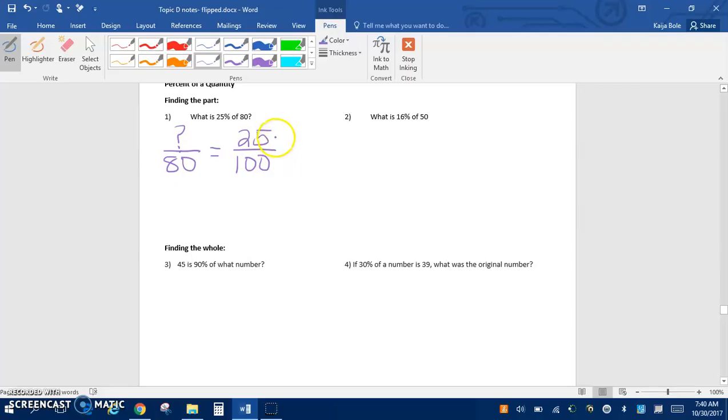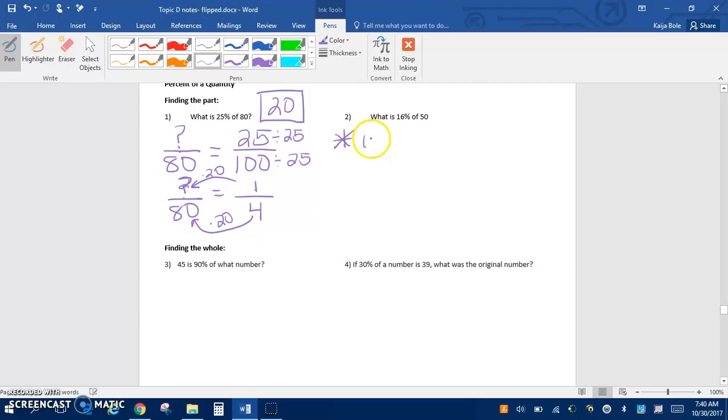So let's do some simplifying. If we divide the right-hand side both by 25, we would then end up with 1 over 4, and then the question mark over 80 still on the other side. So now to go from 4 to 80, we know we can multiply by 20. So we'll do the same thing on the top, times 20. So our answer would be 20, and I'm going to put that up at the top here. I want you to try number 2 on your own. Your answer, though, should be 8.